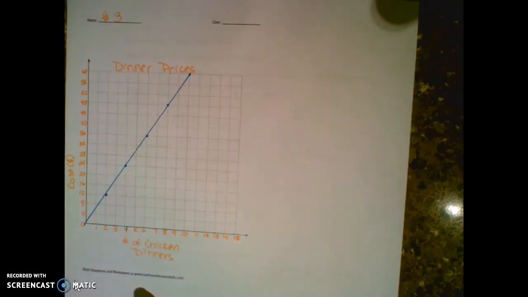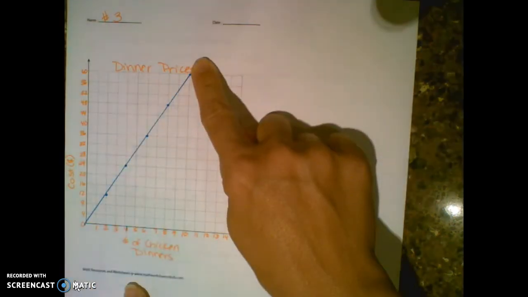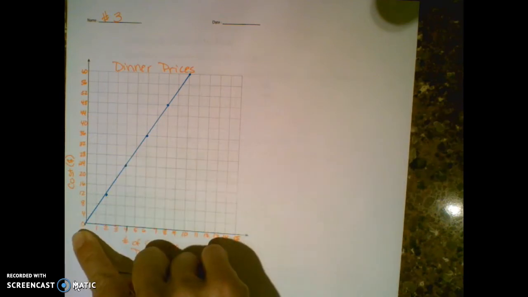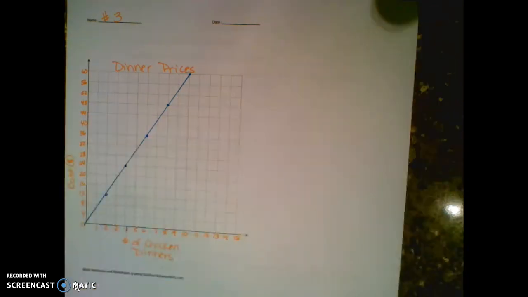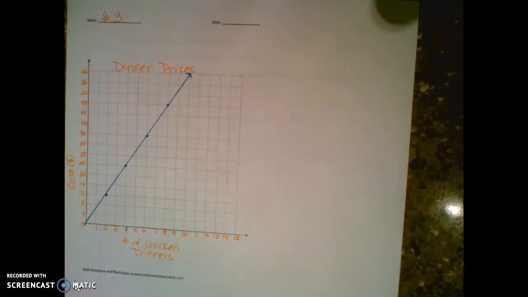With number 3, I noticed again I've got a straight line. If I continued it down, it would definitely go through 0, 0. Even though my graph stopped here, I could even draw an arrow here because I know that the cost of the chicken dinners is going to go up by $12 every time. So I've got a straight line.